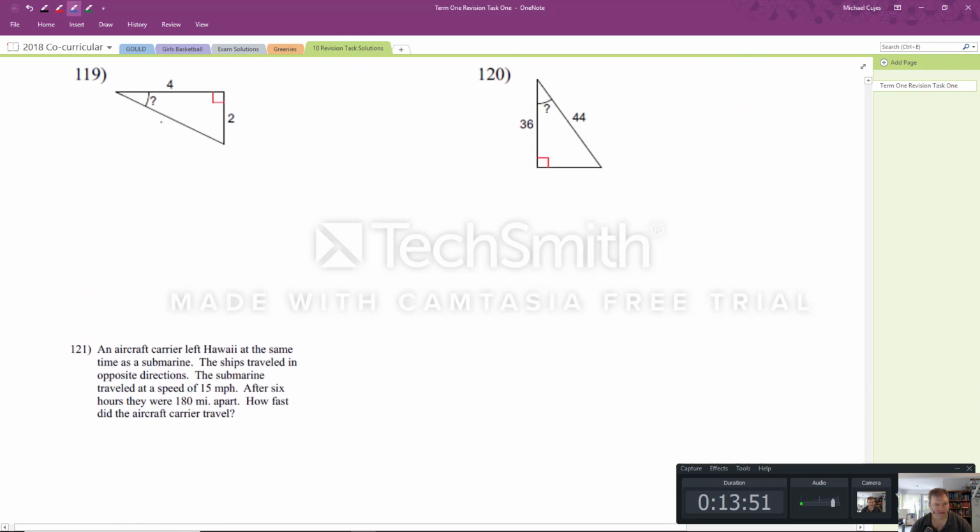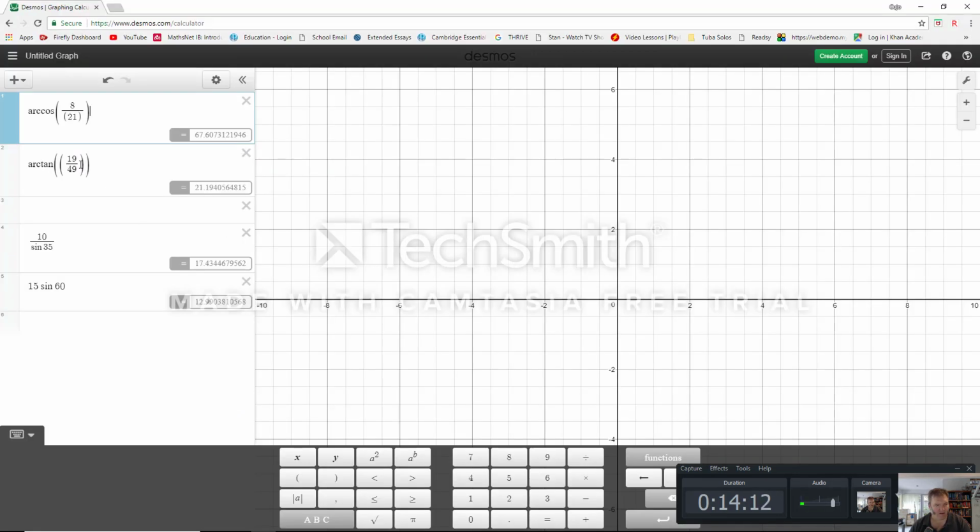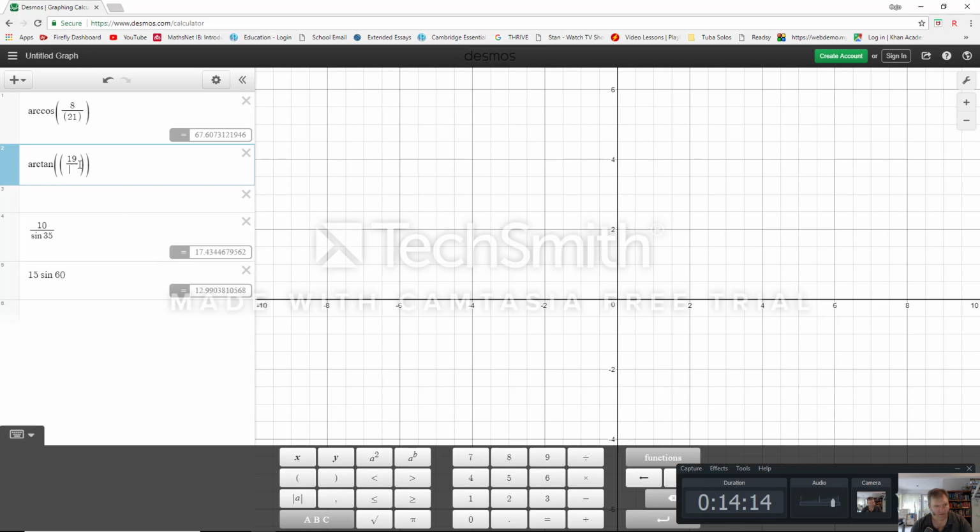119. This is my hypotenuse. 2 is going to be the opposite side. 4 is the adjacent. So opposite and adjacent, that's tan. The tan of question mark equals 2 over 4. Yes, you could have written a half. Question mark equals the arctan. Let's write 1/2. I'm sure you can all cope with that. Arctan of 1/2.